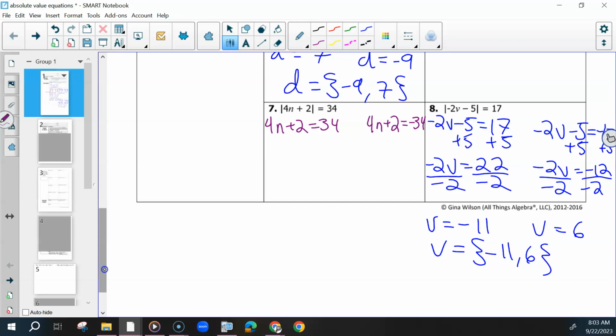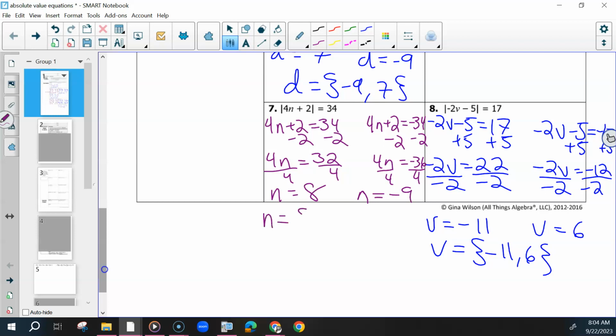After that, how would we start this? Minus 2 to both sides, in both equations. And then divide everything by 4. Then n equals 8 and negative 1. 8 and negative 1.